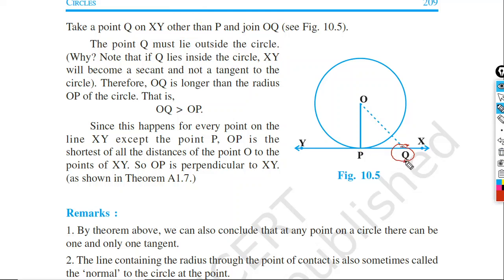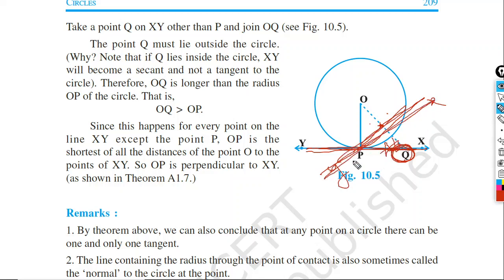Why? Because if Q lies inside, here or anywhere else inside, then what will happen? XY will become a secant. Now XY is a tangent, it is given to us. We have taken Q as a point on line XY. Q is not outside, Q is inside, and XY must pass through point P. So this line will be XY.